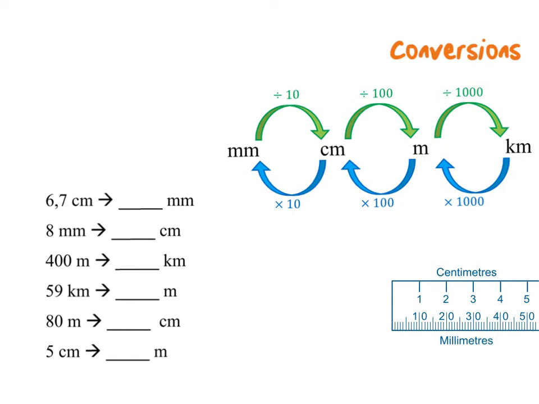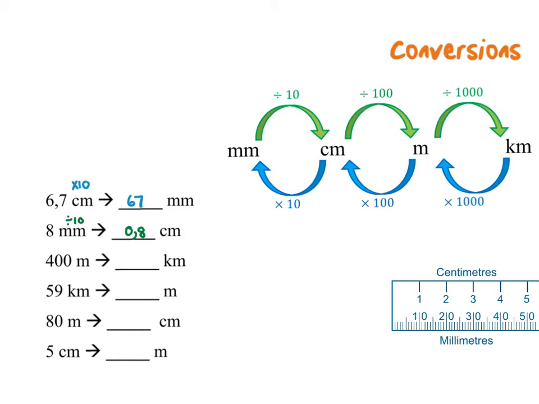Let's consider the first example. If I need to go from centimeters to millimeters, then I need to multiply by 10. Remember, there are lots of millimeters in a centimeter, and therefore you need to multiply by 10. This gives me 67 millimeters. If, on the other hand, I need to go from millimeters to centimeters, 8 millimeters will only be a fraction of a centimeter because 10 millimeters is 1 centimeter, meaning that for the second example, if I divide 8 by 10, I get 0,8 centimeters.